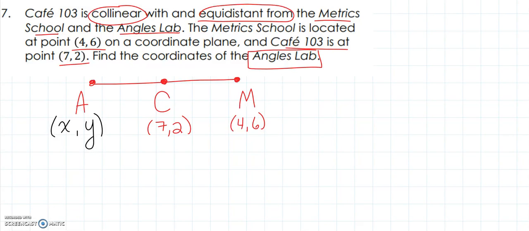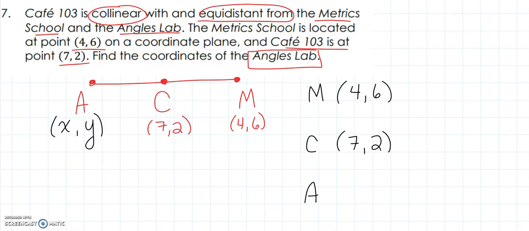Okay, step 1 in the visual method, you have to stack up your 3 points. So I have one endpoint, which is 4, 6. That's the Metric School. Cafe 103 is the midpoint, 7, 2. And then I'm looking for Angles Lab, which is missing, so I'm going to leave it blank. All right, now I think about it. To get from M at 4 to 7, I'm going to be adding 3. So I should do the same thing on the other side. To get from Cafe 103 to Angles Lab, I should add 3 again. So 7 plus 3 is 10.